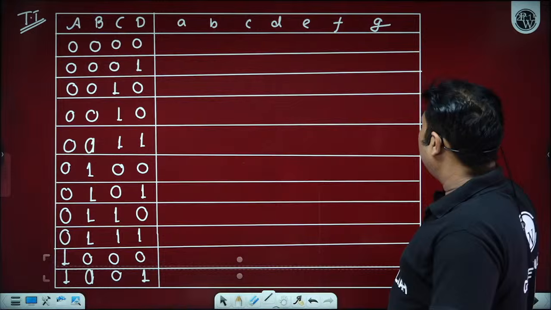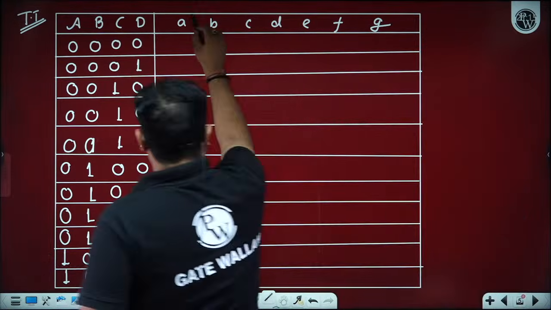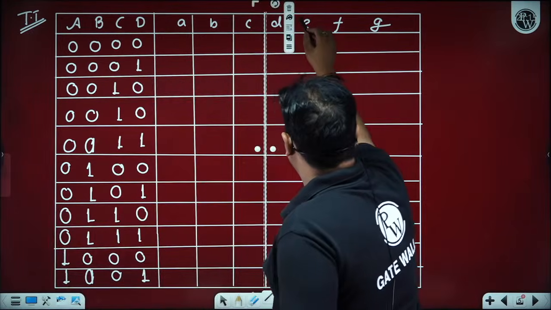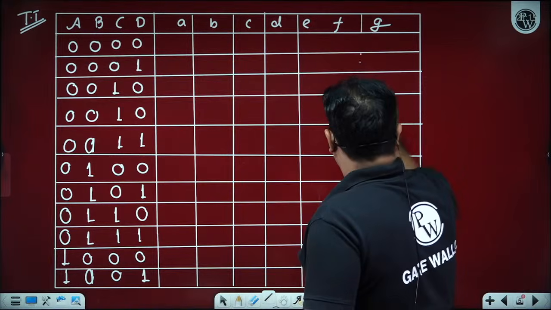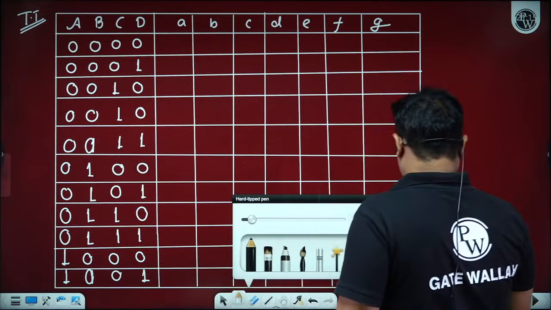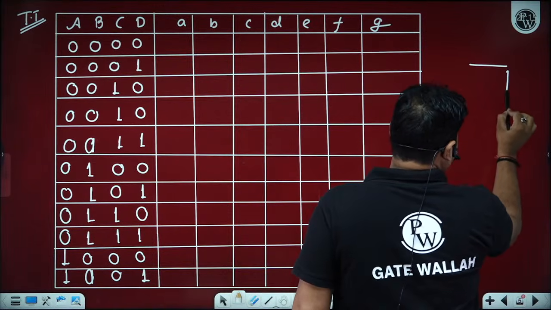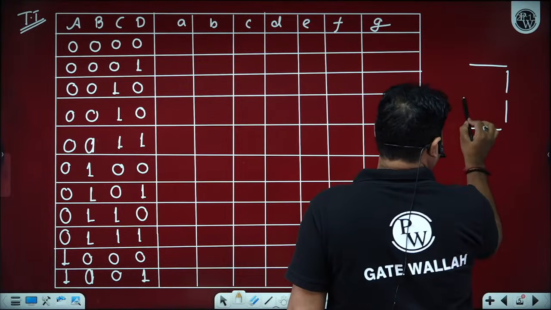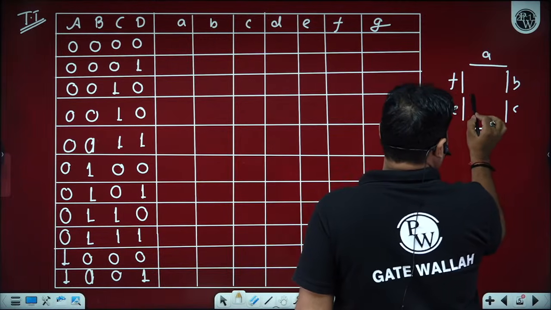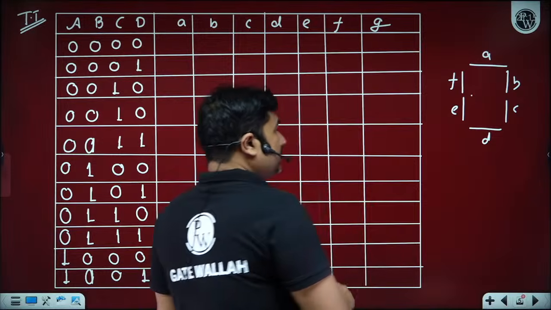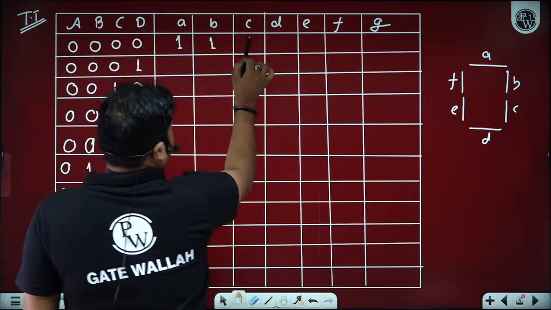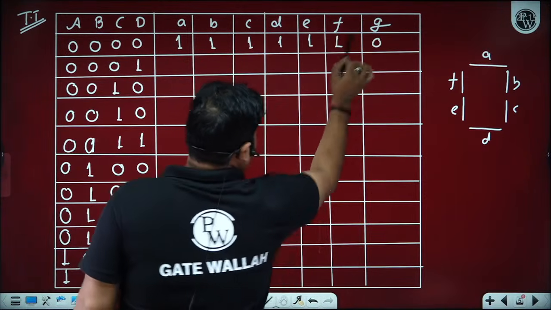In this, for 0, what do we want? For 0, we want 0 to get displayed. In case the input 0, 0, 0, 0 appears at the input of the decoder, then to display 0, A, B, C, D, E, F need to be high, only G needs to be low. So if G is low, you can represent it like this: all are high except G to display 0.